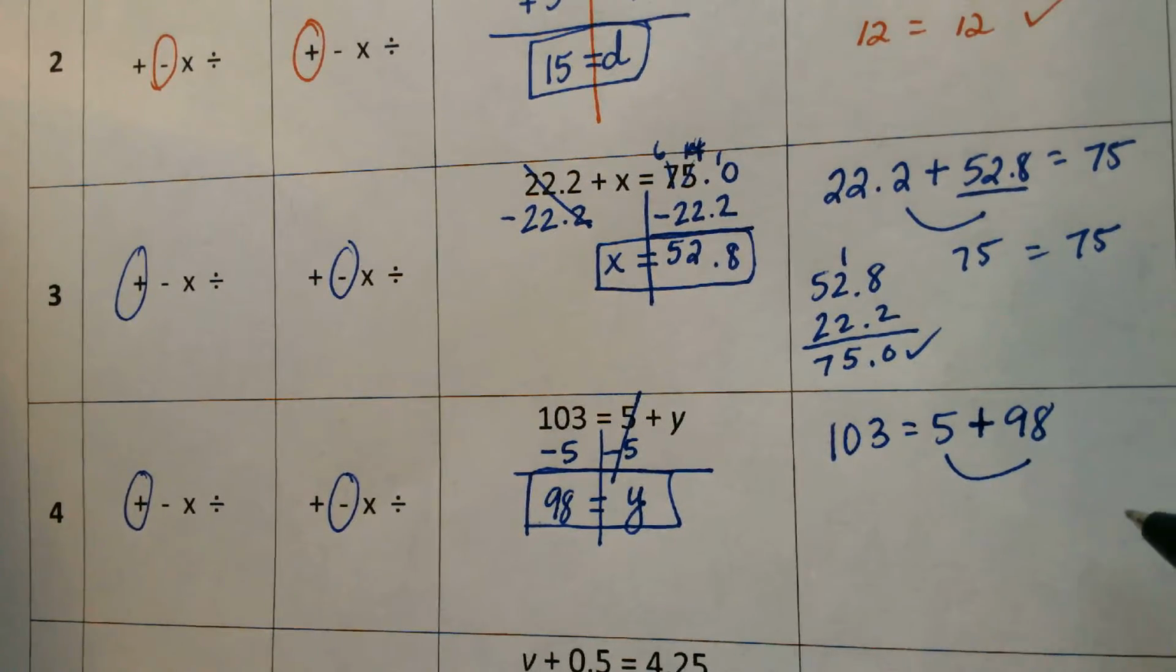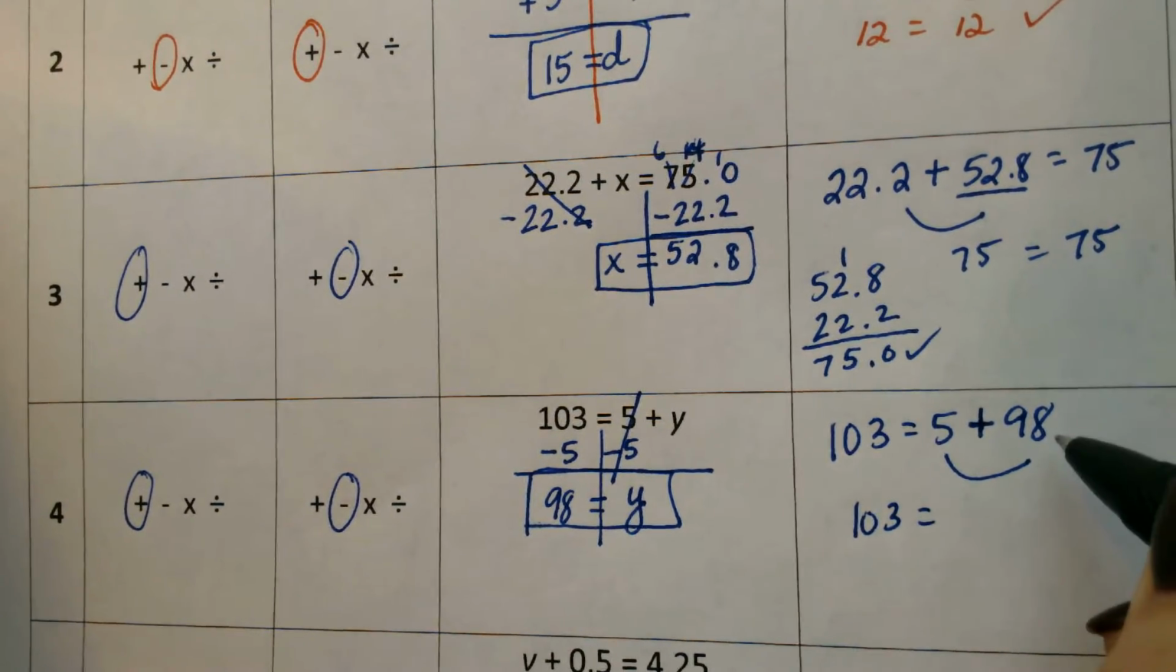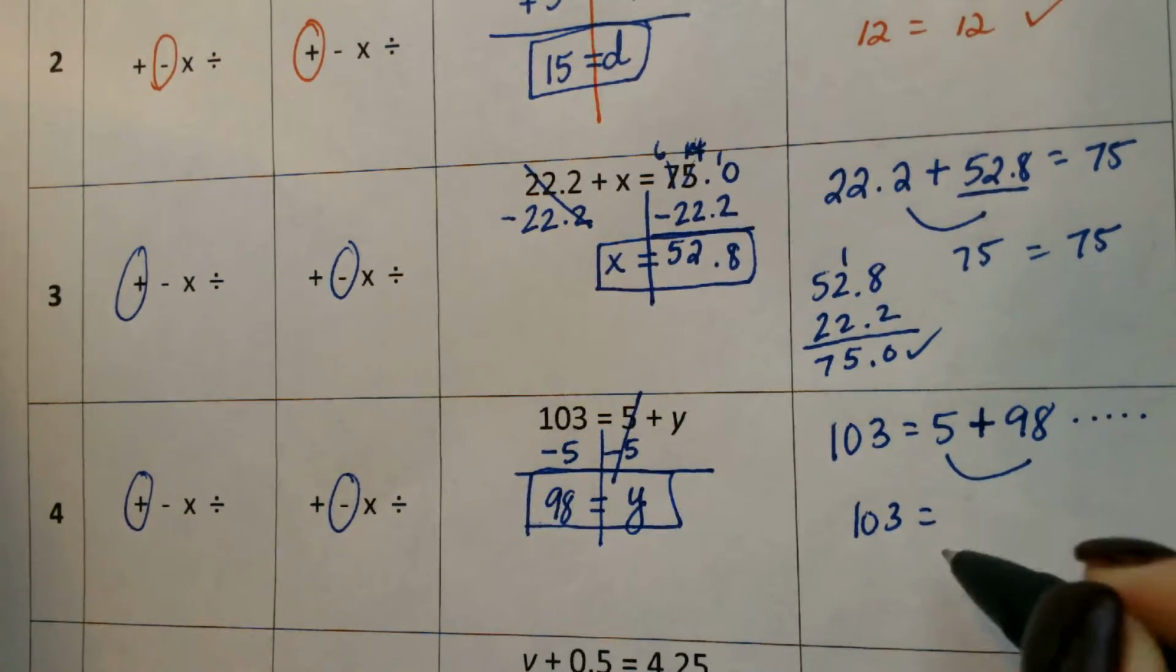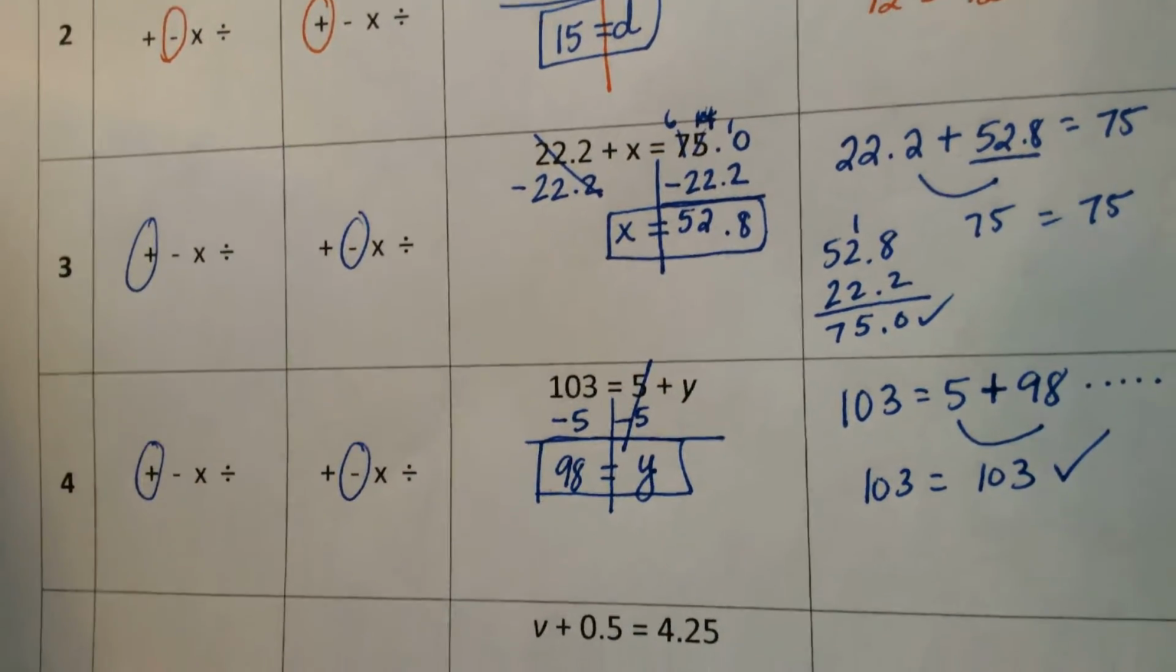Let's take our equation and plug in the 98. 105 plus 98. Let's see if that equals 103. 98, 99, 100, 101, 102, 103. That is correct. So we have checked out.